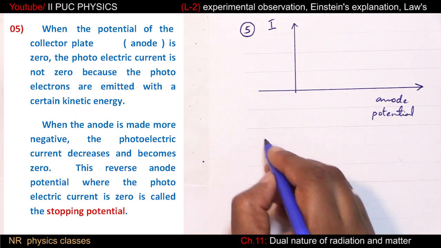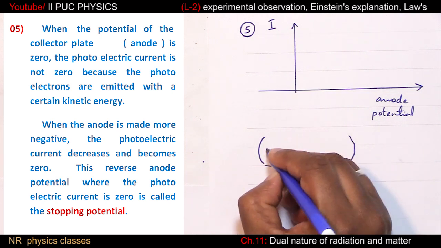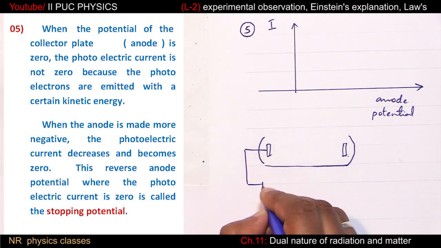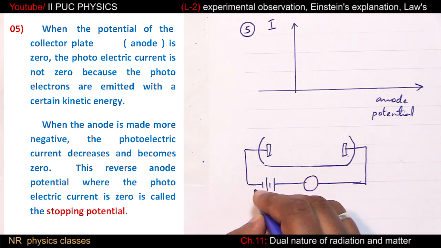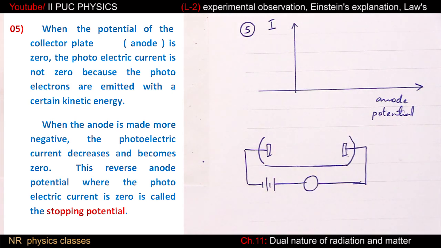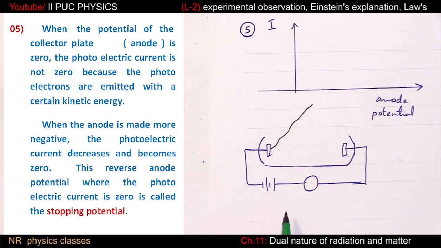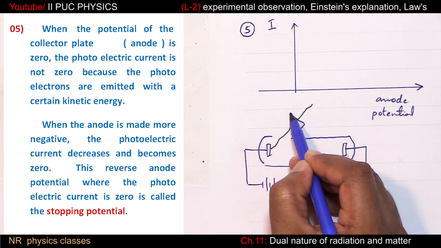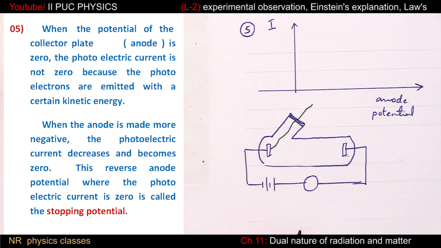Okay. If this is the experimental arrangement, cathode, anode, cathode to battery, microammeter, this is variable, this is incident radiation, side tube, quartz window, fine.